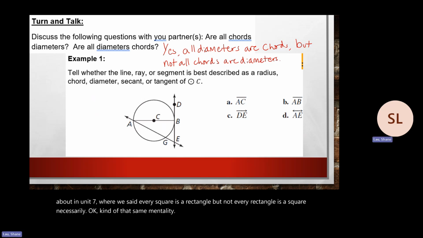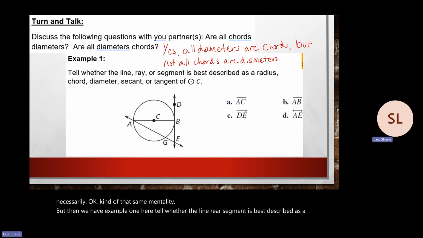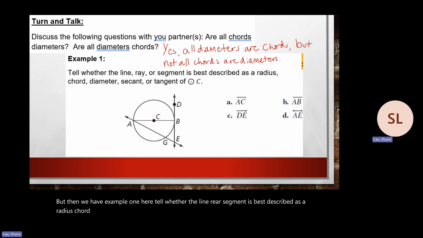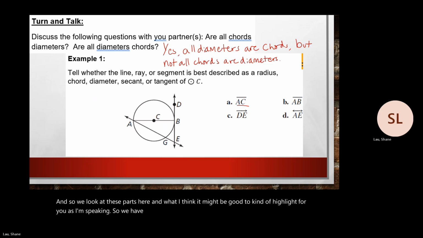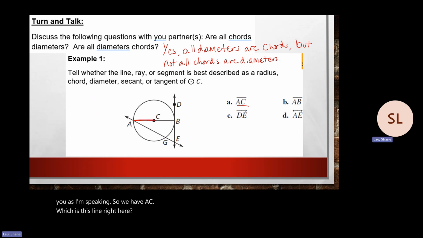But then we have example 1 here. Tell whether the line, ray, or segment is best described as a radius, chord, diameter, secant, or tangent of circle C. And so we look at these parts here. And you know what? I think it might be good to highlight for you as I'm speaking. So we have AC, which is this line right here. AC is going to be our radius.